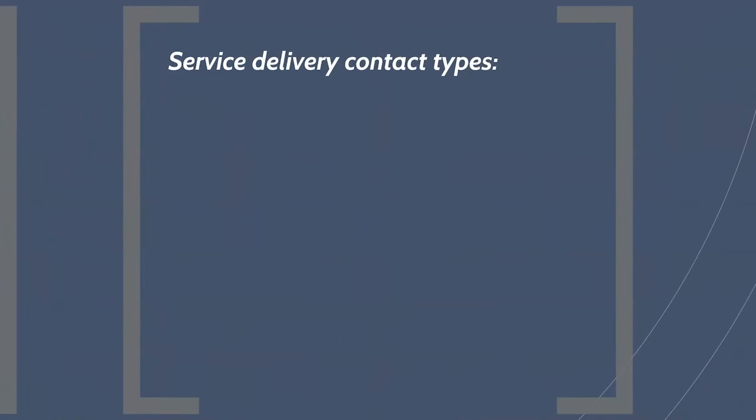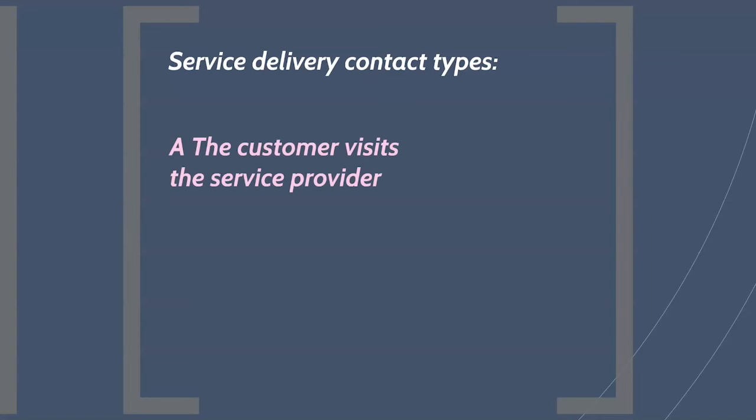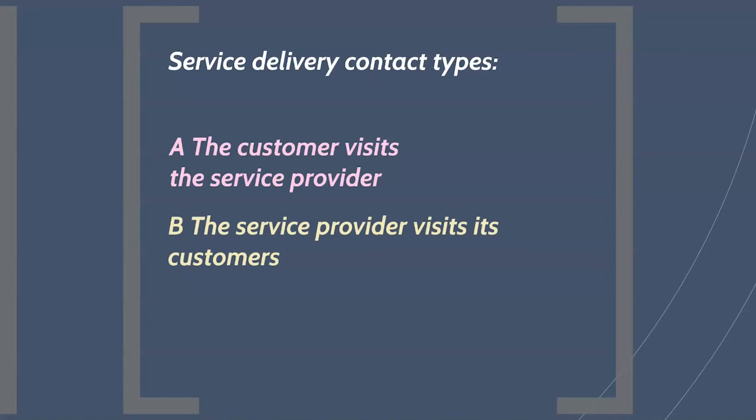We also need to consider the delivery contact types. We will also refer to Takealot. So when a customer visits the service provider, this is the same as the customer that collects their parcel from either the warehouse or a pickup point across the nation and provinces, depending on where they are. If we have a look at the service provider visiting the customer, this is where the delivery person will deliver to the customer's private or business address.